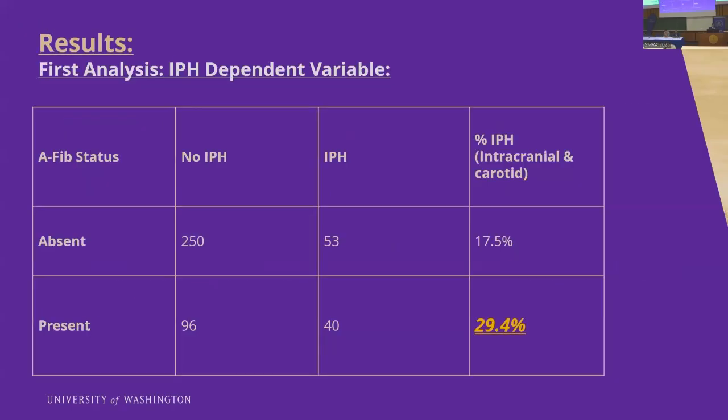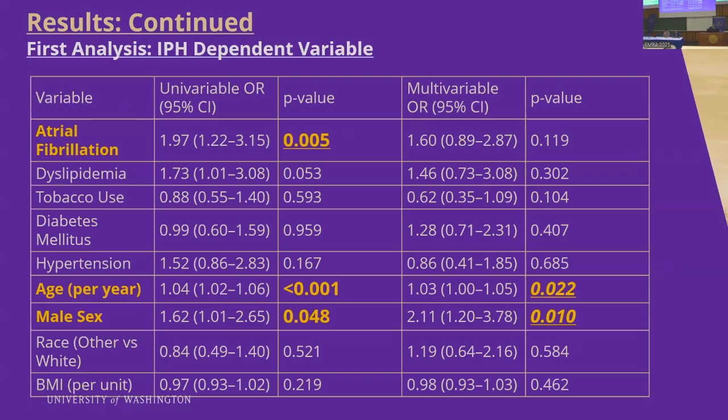In the first analysis, we found that 17.5% of patients with IPH had no atrial fibrillation, while almost 30% of cases with IPH had atrial fibrillation. Further, in the first analysis, we found a strong correlation with atrial fibrillation, but only in univariable regression analysis, along with age and male sex, which had significance in both univariable and multivariable regression analysis.